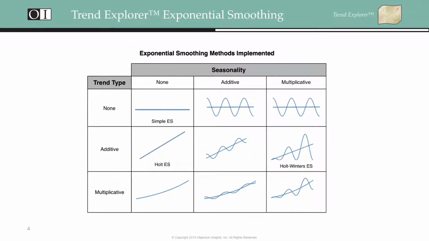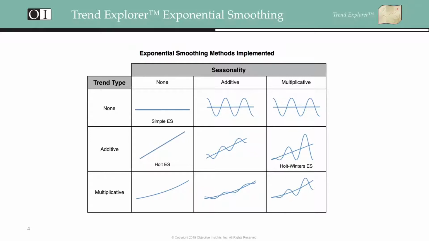In terms of exponential smoothing, that's actually one of the most important methods within the tool. We have a family of methods. If you look on the left-hand side at trend type, we have none, which means you get a flat line with no slope at all. Additive gives you a linear slope, a linear line. And then multiplicative, depending on whether it's going up or down, can go up at an increasing rate or go down at an increasing rate.